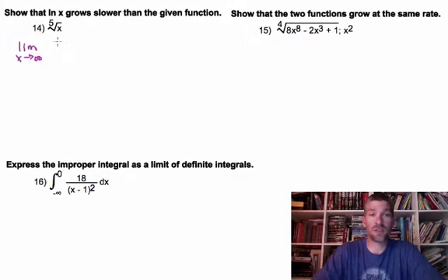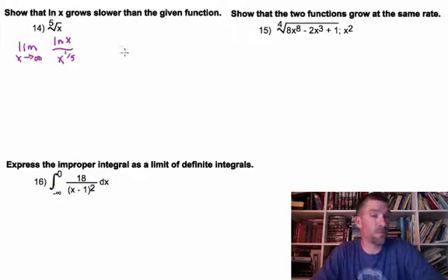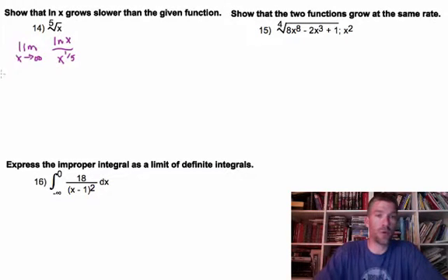And again, I want the faster function on the bottom, just for me personally, so that's going to be natural log of x over x to the 1/5 power. Okay. When I put infinity in, I get infinity over infinity. That's an indeterminate form. So I'm going to let the top function be f of x. So f of x is equal to the natural log of x.